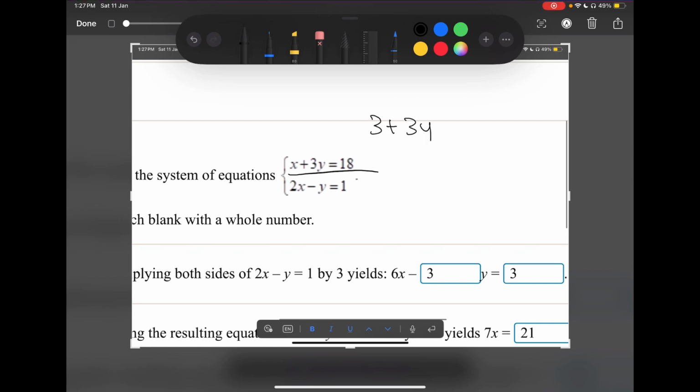3 plus 3y equals 18. Take it to the other side, minus 3. 3y is going to be equal to 15. Y equals 5.